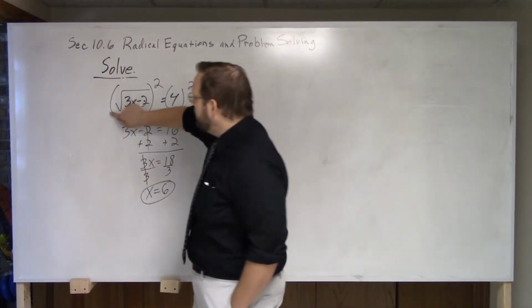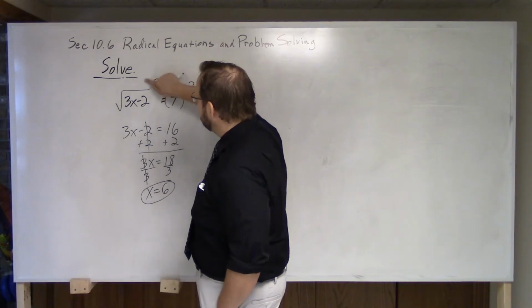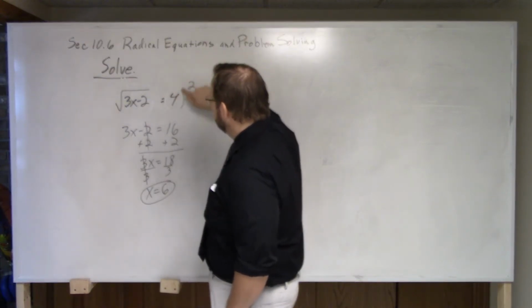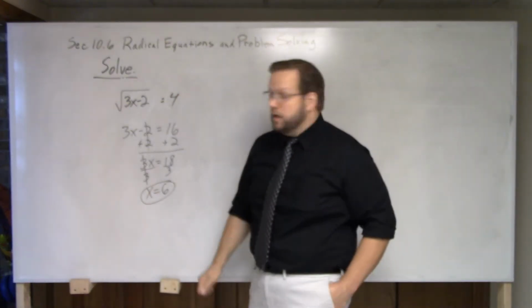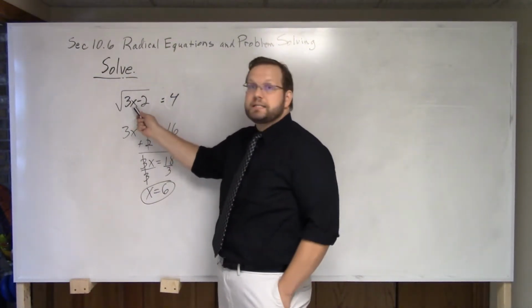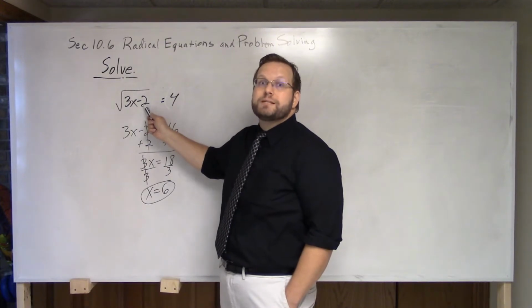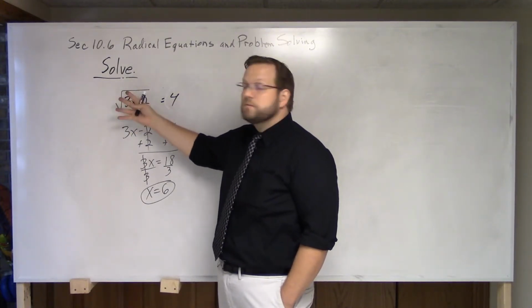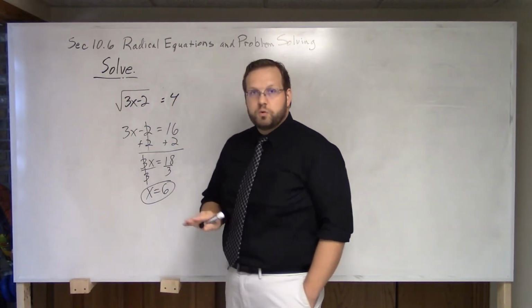Now when we check, we always want to go back to how the problem started before we did anything. Plug it into there. So I'm plugging in a 6. 3 times 6 is 18. 18 minus 2 is 16. Square root of 16 is 4. 4 equals 4. We're good to go.